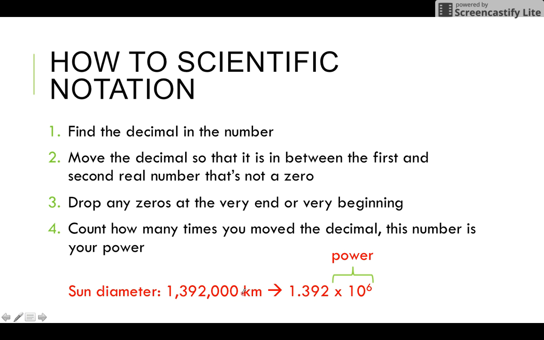It's not written there because you don't technically have to write it there. So then you move the decimal so that it's between the first and second real number that's not a 0. So I'm going to move it until it is between the 1 and the 3. So then here I get 1.392. I drop the zeros at the end because they're no longer important. I count how many times I move the decimal, and this number is my power. So I move the decimal over 6 places. That is my power. Now you're always going to write times 10. The exponent of that power is going to be how many spaces you moved it.